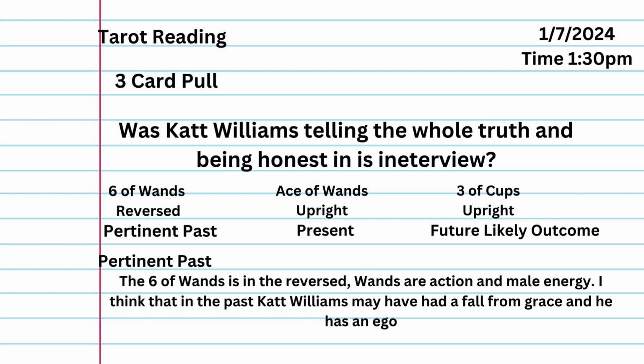So for my headline, I put tarot reading. You can put celebrity reading or whatever you want to put right there, but I like to be specific, so I just put tarot reading, whatever the case may be. And then I pulled 3 cards, so it was a 3-card pull. I wrote that down, and then I wrote down my question. My question was Katt Williams telling the whole truth and being honest in his interview?